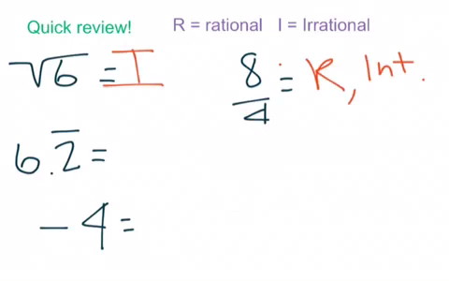6.2 repeating is going to be a rational number. So it's a repeating decimal. -4 is going to be what? What do you think that could be? Integer, rational number. Very good. Such smart kiddos. Okay?